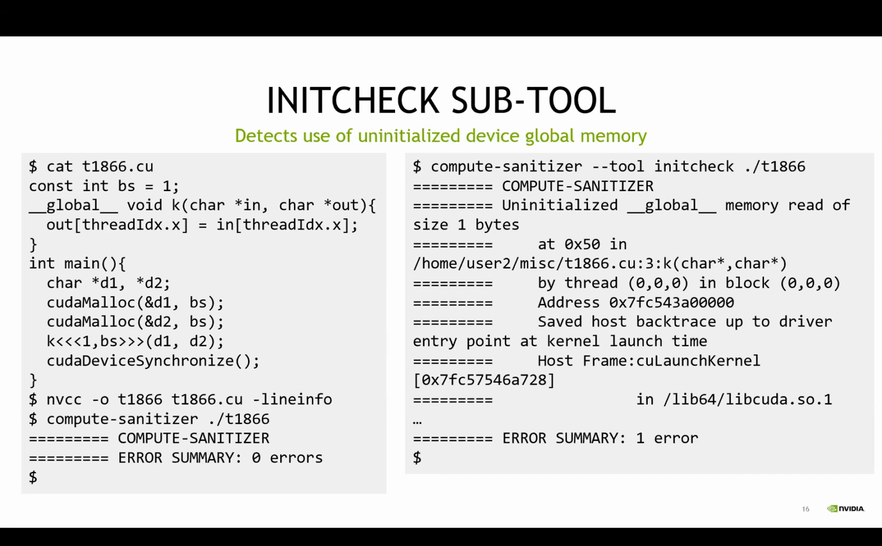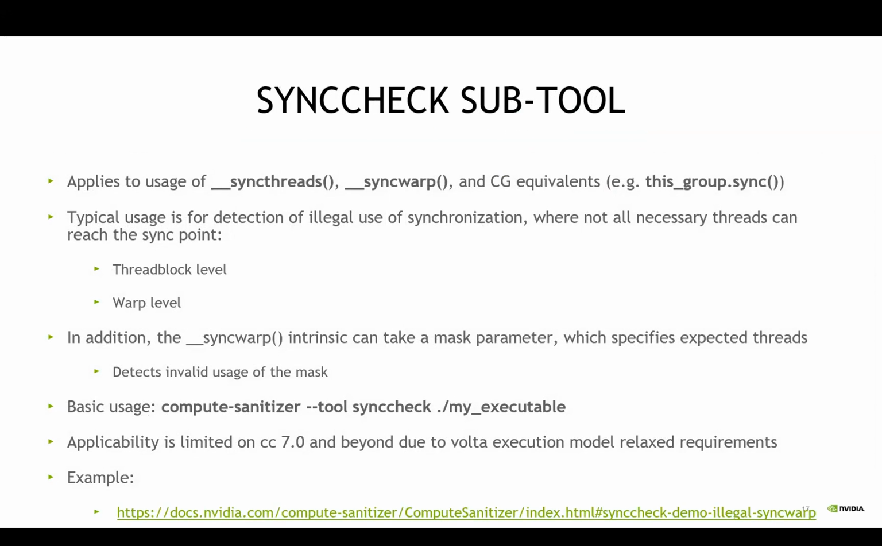Okay, let's continue to our last tool, the synccheck tool. The synccheck tool applies to usage of __syncthreads, __syncwarp, and the cooperative groups equivalents like group.sync, or the usage of the .sync method. Typical usage is for detection of illegal use of synchronization, where not all necessary threads can reach the sync point. The sync point being either __syncthreads, __syncwarp, or group.sync. And this could happen either at the thread block level or the warp level. So it typically would involve some sort of conditional code that prevents all of the threads from reaching a sync point appropriately.